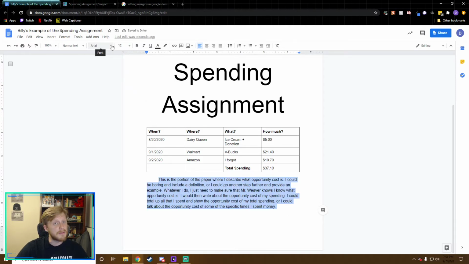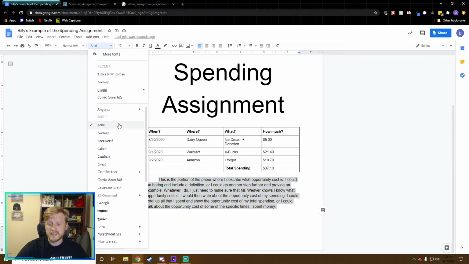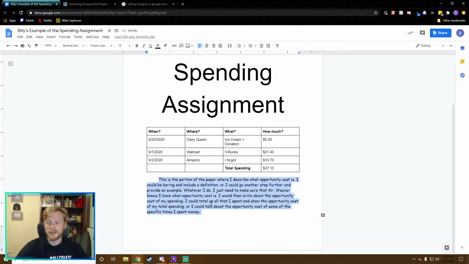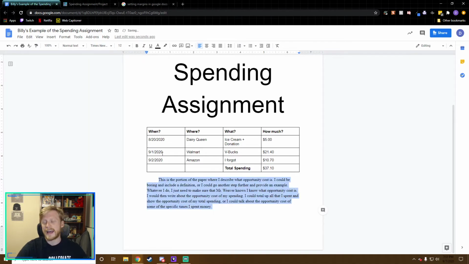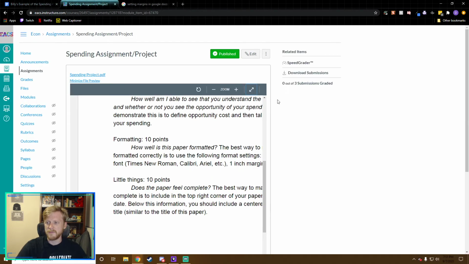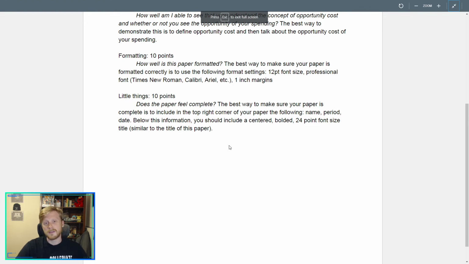Arial is a professional font, right? So long as it's not something like this, if you have Comic Sans, I will count you off, right? So make sure you're using something professional, like one of the ones that I listed, okay? Furthermore, 1-inch margins, professional font, correct font size, looks like Billy, with me coming in here correcting these things, is good to go there. Just know that I'm not going to correct things on your paper to give you points.